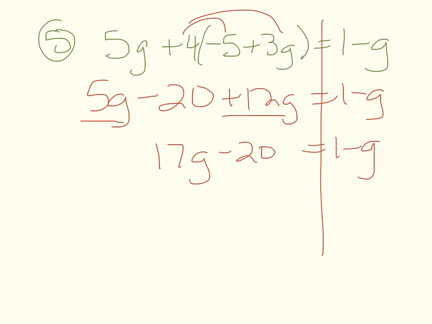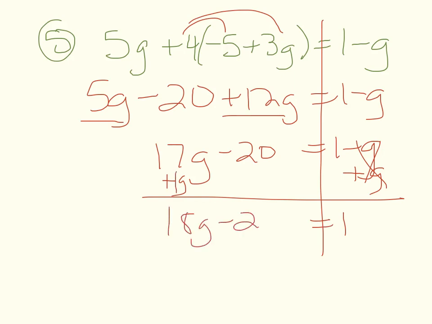Now I'm going to take my smaller one. This is 17 and this is a negative 1, so I'm going to move this one. I'm going to add g to both sides. Those cancel, and I'm left with a 1. 17g plus 1g is 18g minus 20. All right, add 20. So we get 18g equals 21.